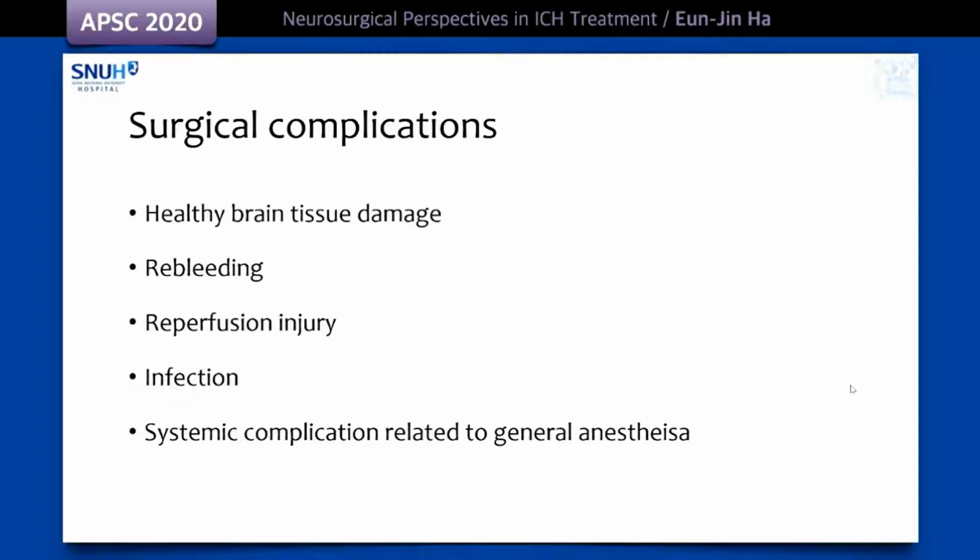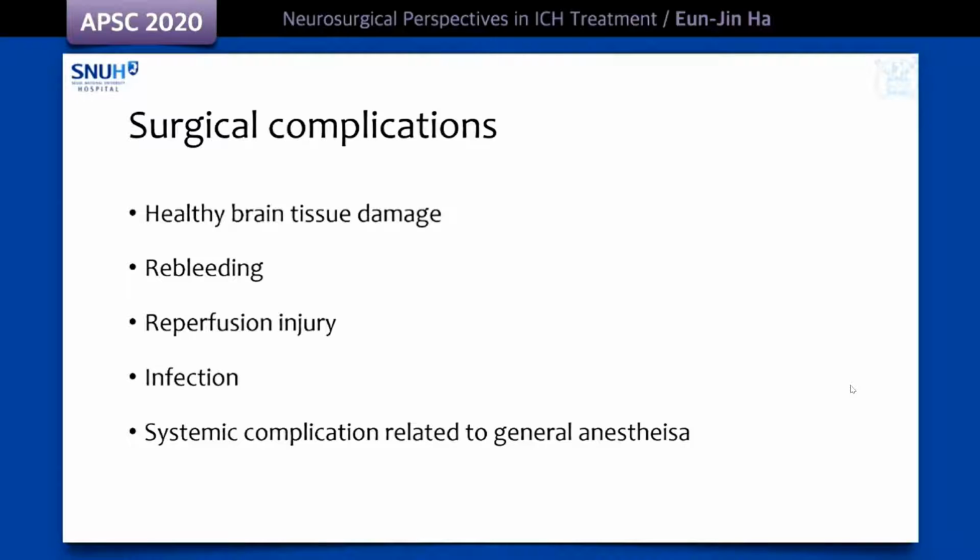Although surgery is theoretically the answer to ICH treatment, surgical complications are also well known. In particular, surgery for deep-seated ICH can damage normal brain tissue. Moreover, postoperative rebleeding, reperfusion injury, infection, and complications of general anesthesia may occur, which may weaken the benefits of surgery. Therefore, we need to compare the surgical treatment to medical treatment of ICH.